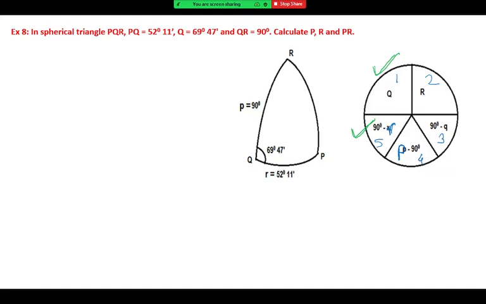Capital R, small q, capital P. So which formula we should use? I'm asking about Napier's rule. Which Napier rule will you use? Middle part is equal to cos of opposite, or middle part is equal to tan of opposite? And tan. And which should be the middle part then? 90 minus Q.